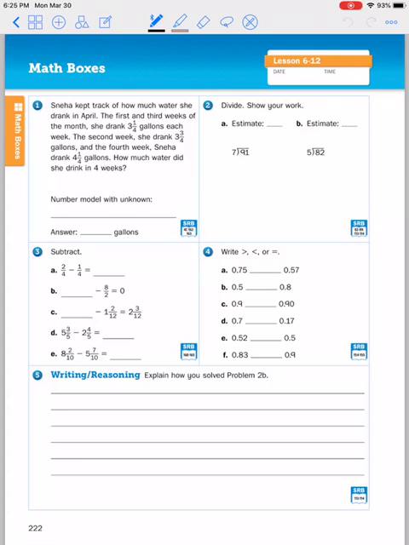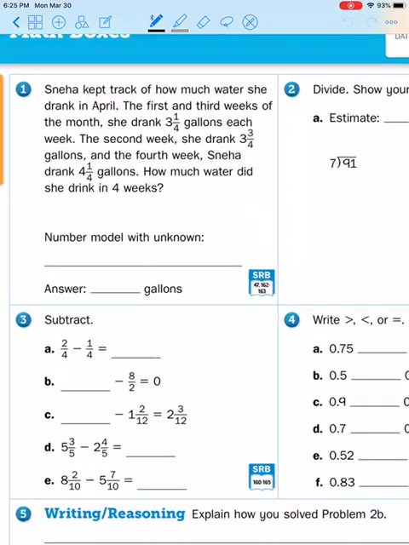Here I'm going to go over the math boxes for lesson 6-12. So let's start with number 1.